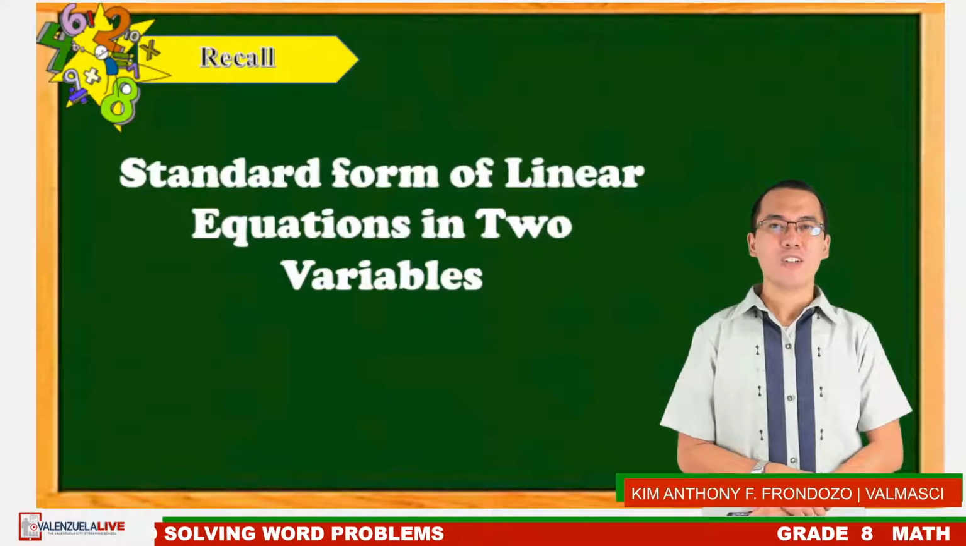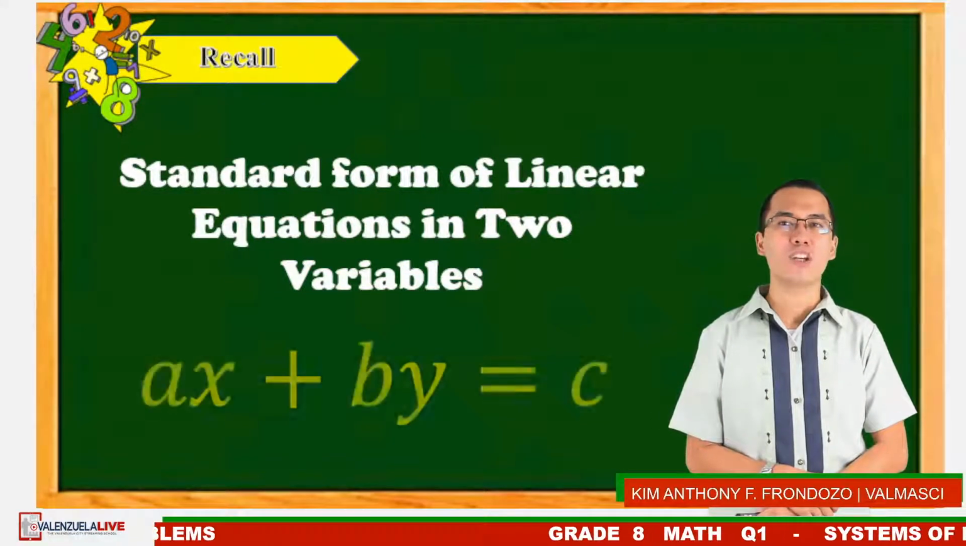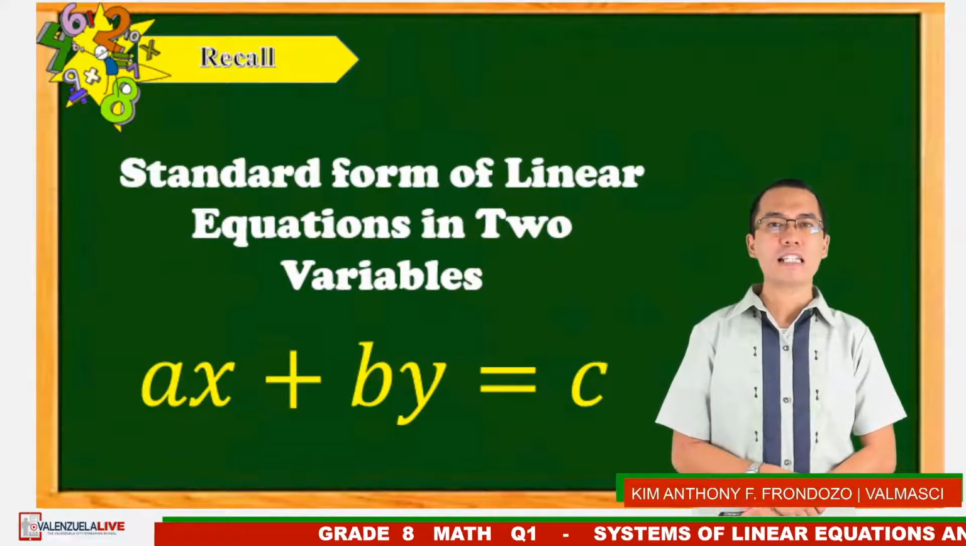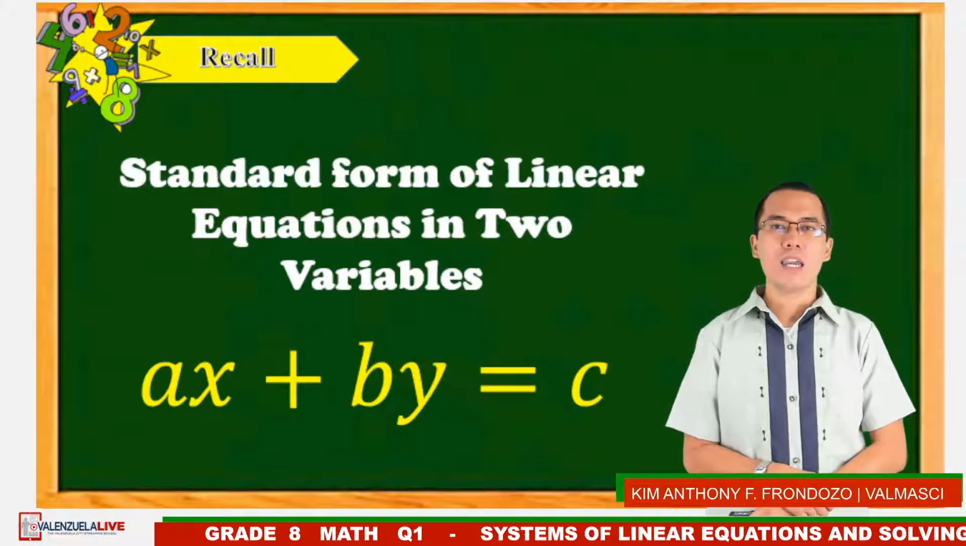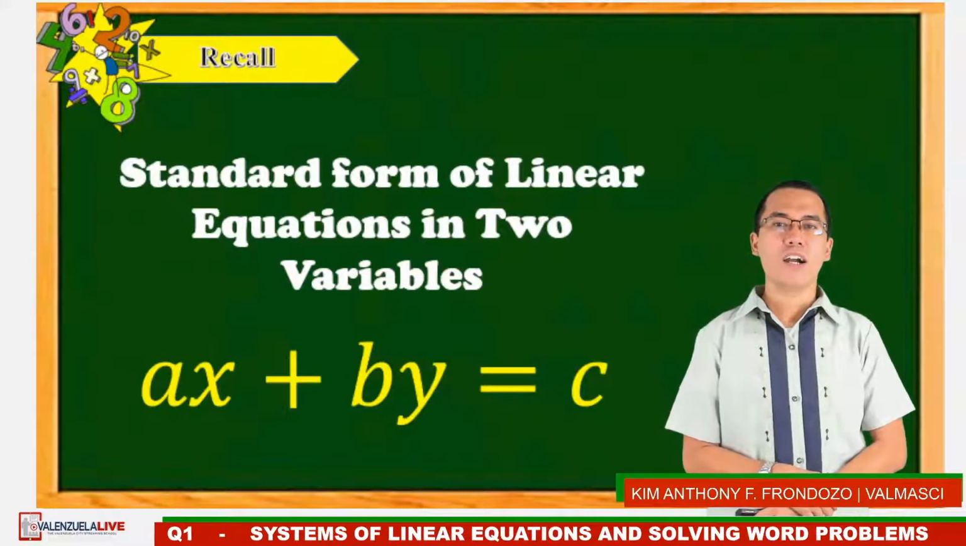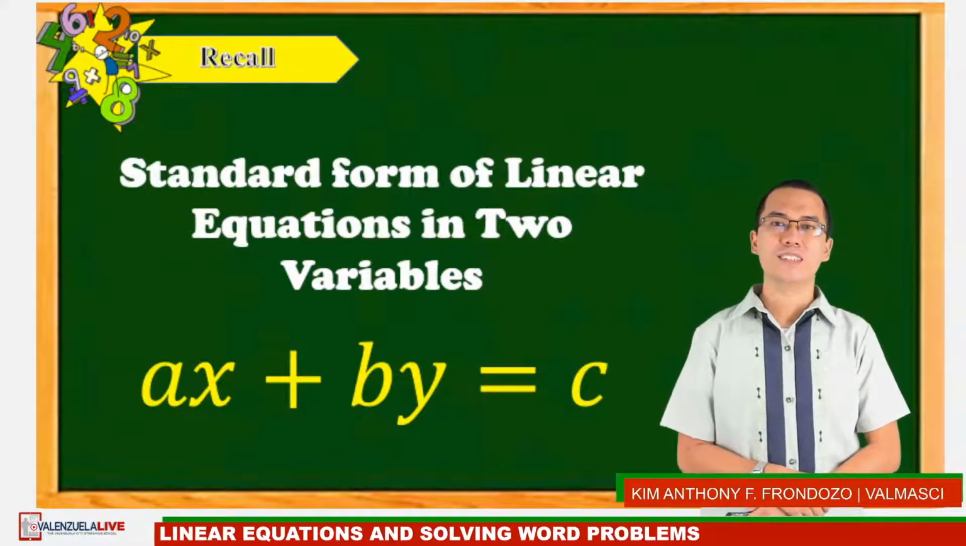Great. For the recall, the standard form of linear equations in two variables is in the form of ax plus by is equal to c, where a, b, and c are real numbers, a and b should not both be equal to 0, and x and y are the variables, and a should be greater than 0.